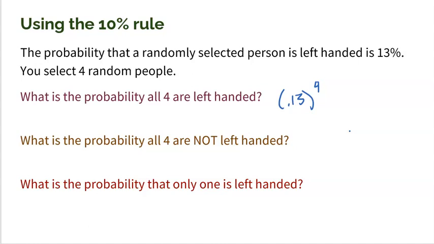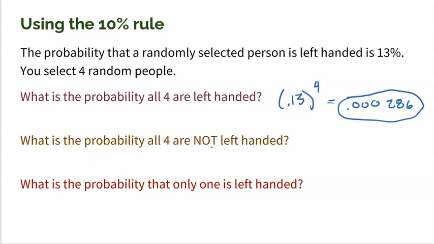0.13 raised to the 4th is, make sure when you're looking on your calculator that you're moving the decimal correctly here, 0.0002806. So it'd be very unlikely. That is 0.0286%. That is very unlikely. I'd be shocked if you randomly grabbed 4 people and they were all left-handed. Boy, I'd question that. That's crazy.